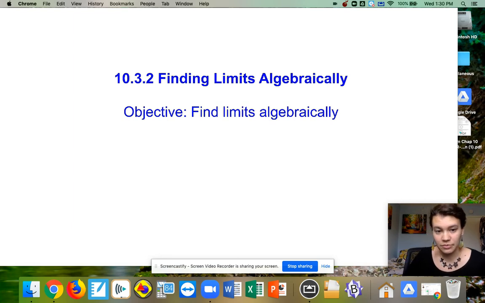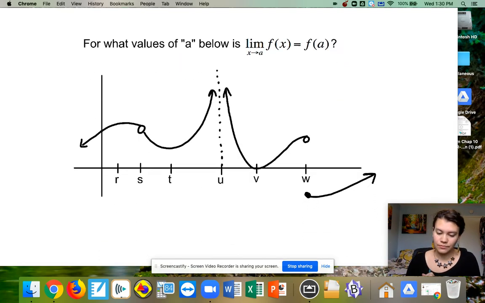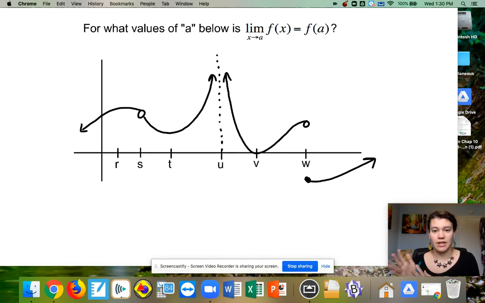Okay, so today we're doing finding limits algebraically. Finding a limit without using your calculator will be the next chunk of this chapter. So first here, look at this and try and decide where does the limit of the function equal the actual value of the function.